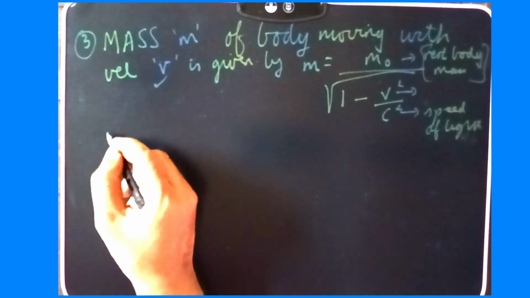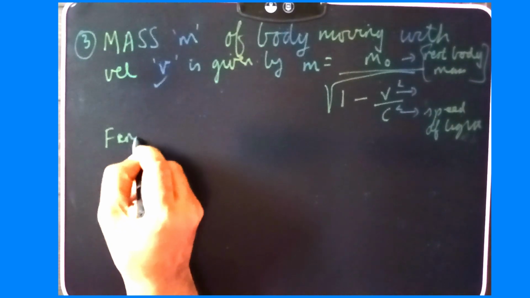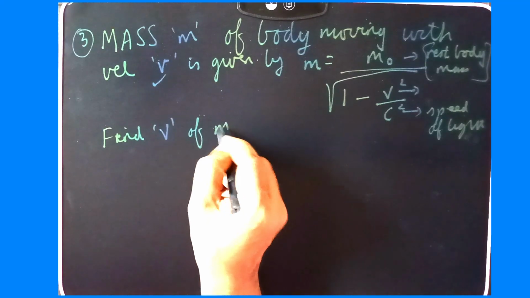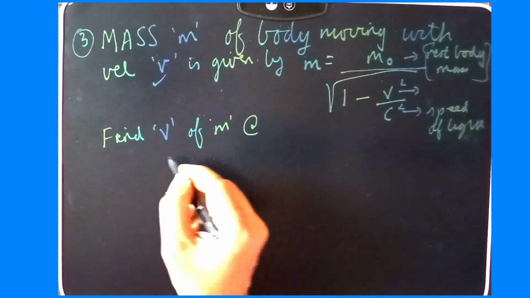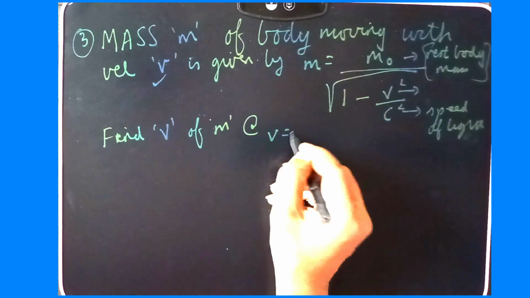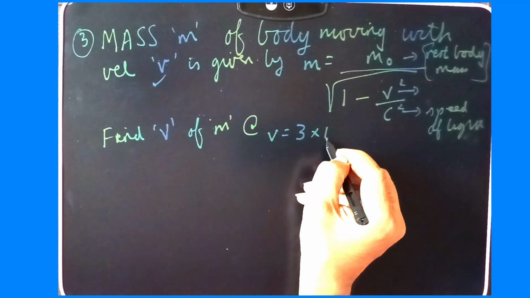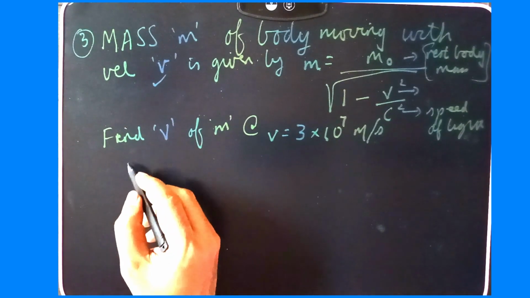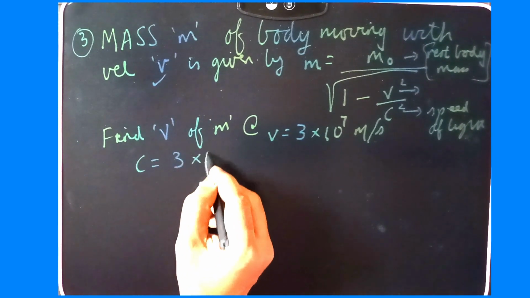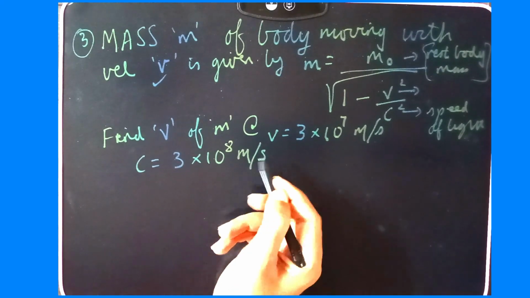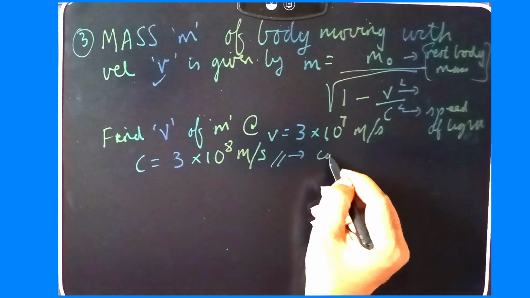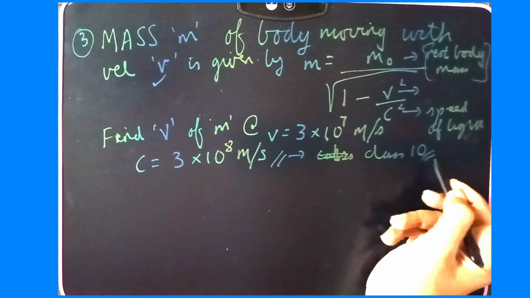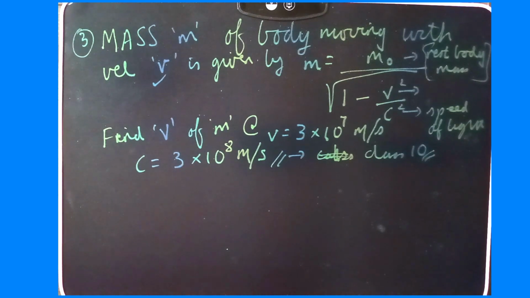So we have been asked, find the value of the mass at v is equal to 3 into 10 raised to power of 7 meter per second. What is the speed of light? Speed of light we know as 3 into 10 raised to power of 8 meter per second. We have learned this in class 10. So find the value. How do we solve it?